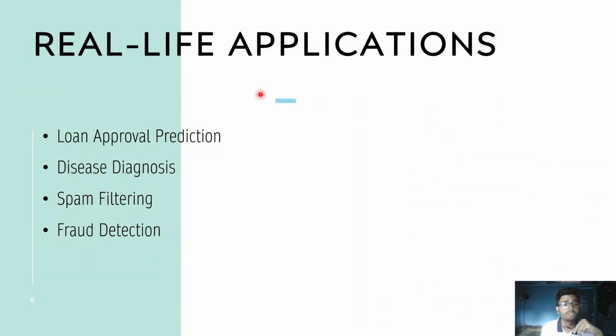Decision trees have some real-life applications. Some examples include predicting loan approval in banks, diagnosing disease in healthcare services, filtering spam emails, and detecting fraudulent transactions.